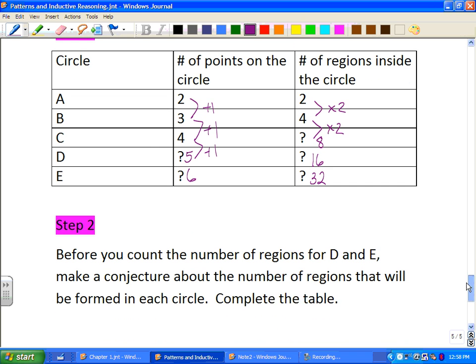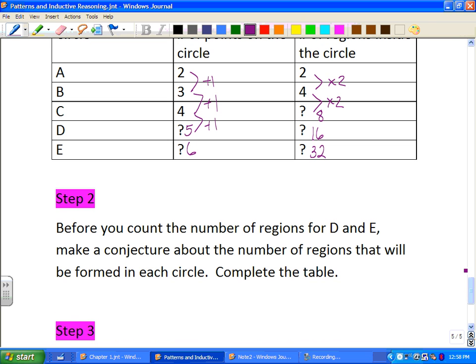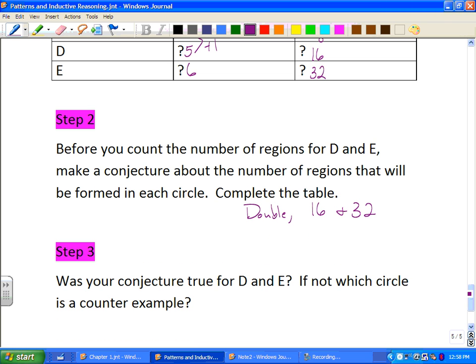All right, so it says before you count the number of regions in D and E, make a conjecture about the number of regions that will be formed in each circle. Okay, complete the table. So we double each time. So we should have 16 and 32. All right. It says what is your conjecture for D and E, true? So we made a conjecture that we're doubling each time.